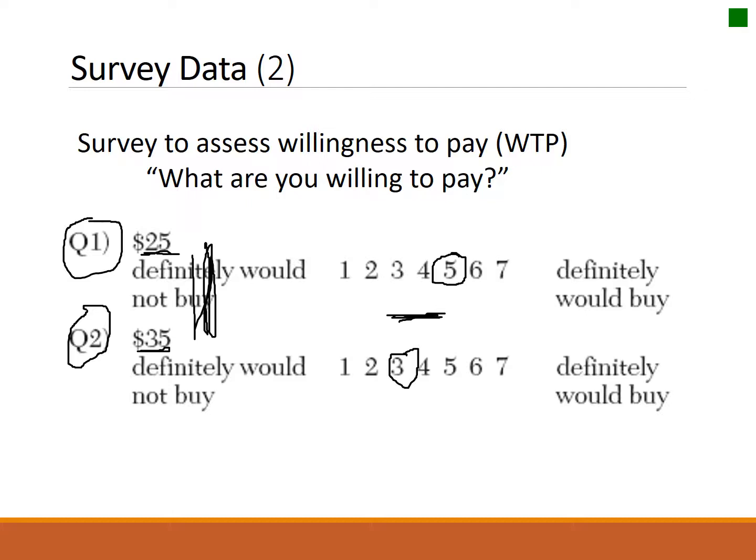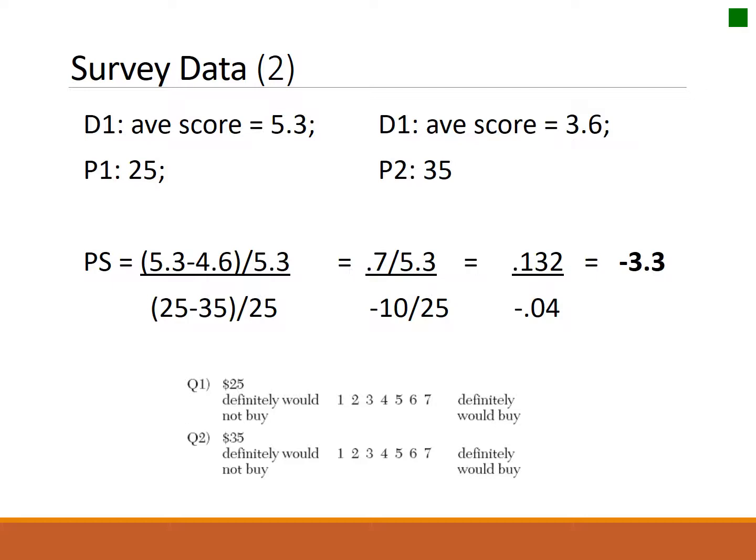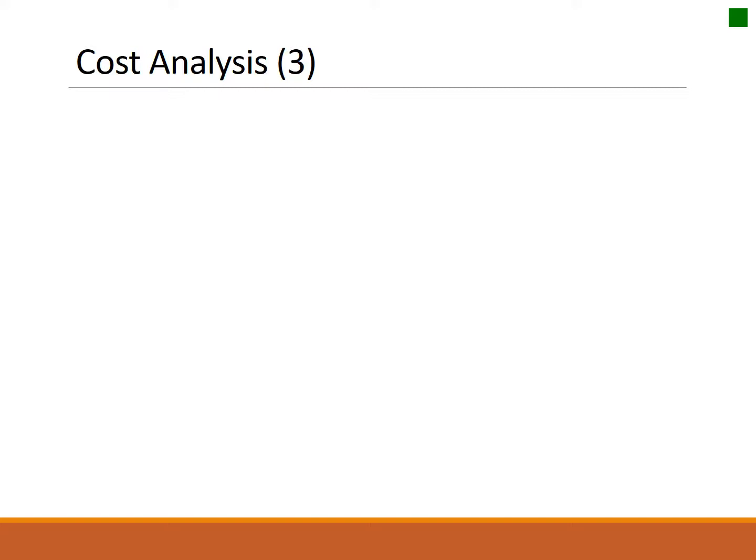So again, lots of different ways to be able to do this. Here again, please pause this if you want to. This is just some example data for the question we just saw: $25 price versus a $35 price. So price 1, price 2, demand 1, demand 2. We have average scores. The higher price was 3.6, the lower price was 5.3, and we can calculate this as a price sensitivity measure. So this is very elastic in this particular example. But again, please take a look at this and pause if you want a better view of how we measure price sensitivity.